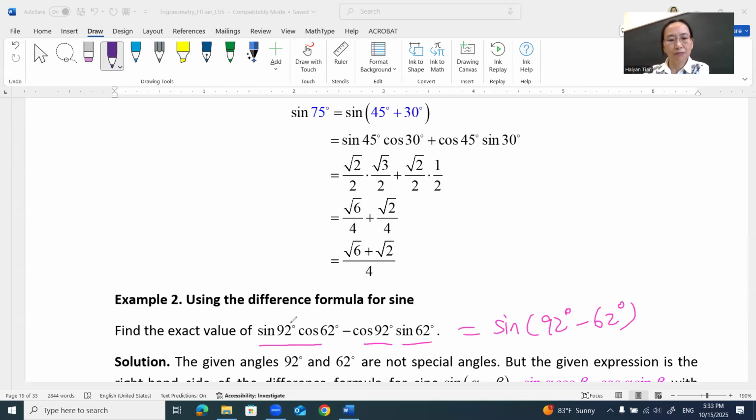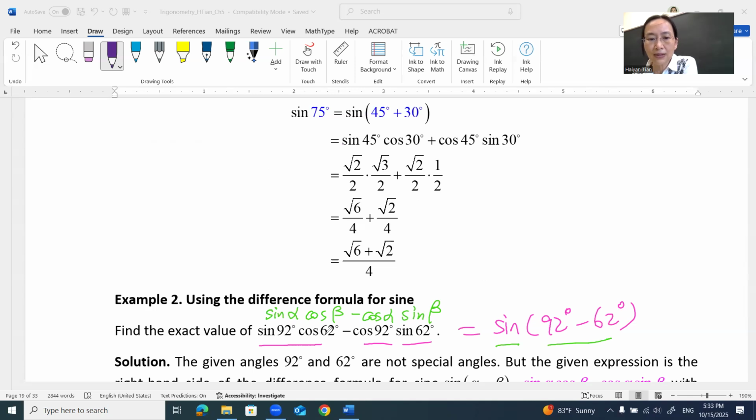You see, if we replace with alpha, we can see better. Maybe we can recognize that pattern. It's sine alpha cosine beta. Here, alpha is 92 degrees, the angle, and beta is 62 degrees. So minus cosine alpha sine beta. You see, sine alpha cosine beta minus cosine alpha sine beta. That is the difference formula for sine.